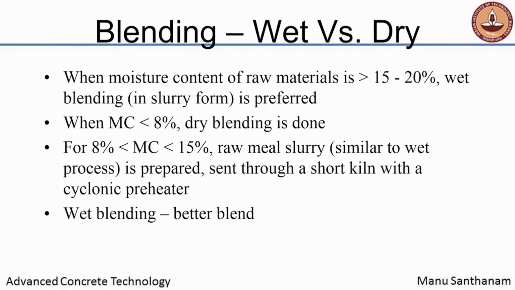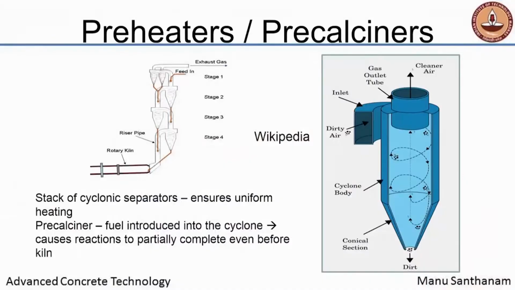Okay. All right. So, it goes without saying that for the wet blending you get a better blend, but that is immaterial today because we usually work with the dry process. Okay. All right. So, some details here are presented for the preheaters and pre-calciners. You might have heard about cyclonic separators, right. Cyclonic separators essentially separate out low weight material from heavy weight material or dust from heavy weight material.